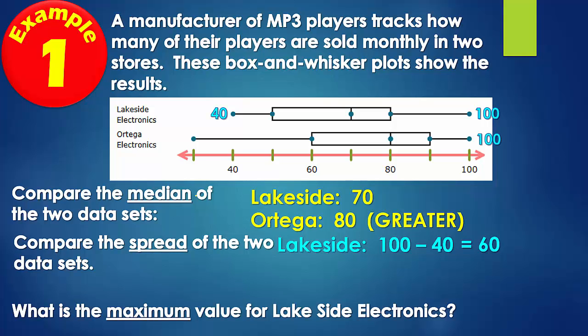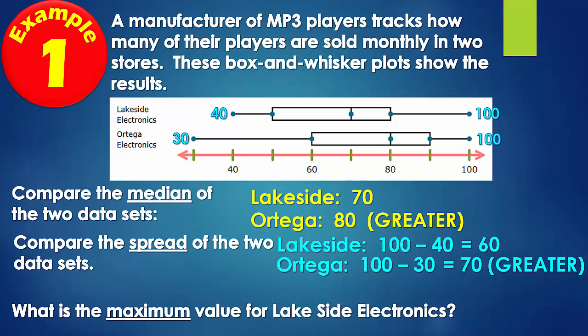And then we do the same thing with Ortega. It also has a maximum value of 100, but has a minimum value of 30. So it has a spread of 70, which is greater. And then we would want to know what is the maximum value for Lakeside Electronics. Well, it's 100. It's the maximum value.